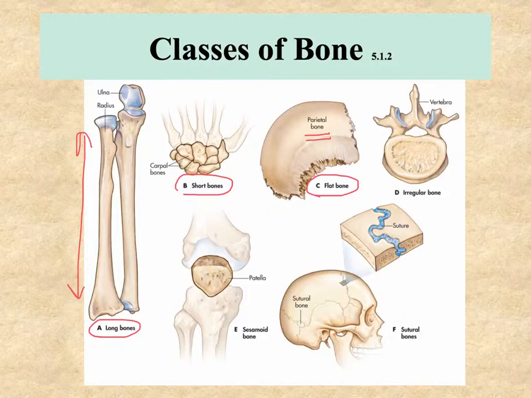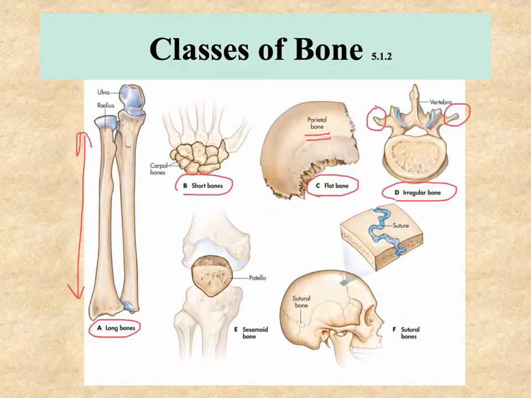And then the fourth category of bone that I want to make sure you know is the irregular bone. This is a bone that has an irregular shape. It often has many things sticking out, and we call these sticking out parts, when we're talking about bones, processes. So this vertebra is an example of an irregular bone.